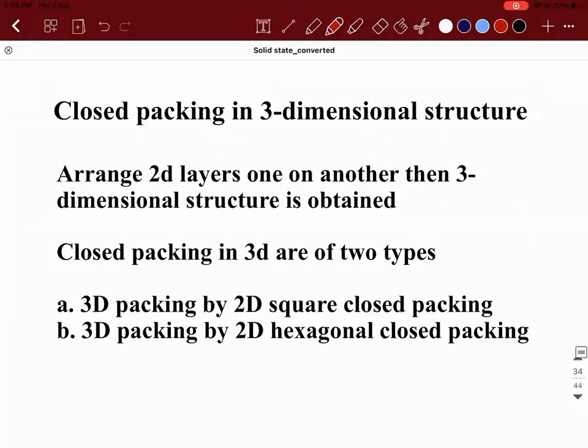This is it. Closed packing in 2-dimensional structure. As I already discussed, square closed packing and hexagonal closed packing in 2-dimensional structure, I have completed like 40% of the syllabus. You said you're newly joined, right? So just go through your NCERT book. I have only taught the basic things. Now I'm stepping into closed packing in 3-dimensional. If you have any doubt, just come and ask personally. I'll be here after the session ends.